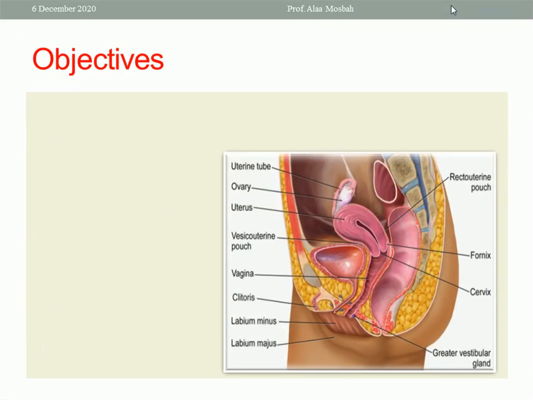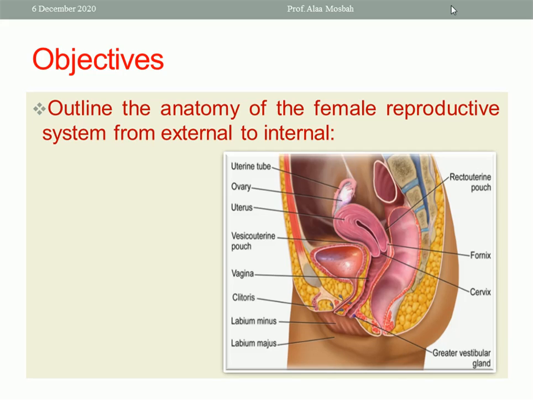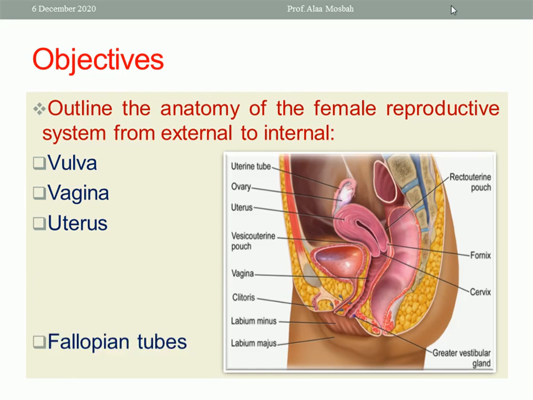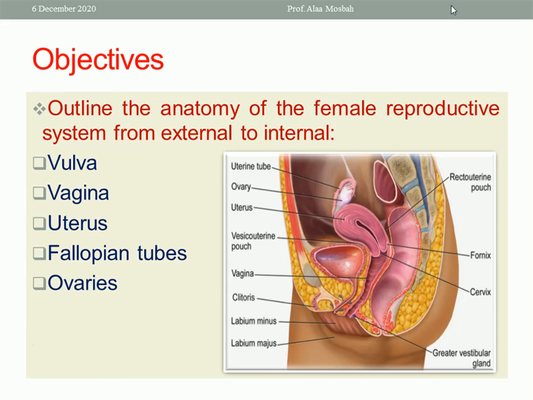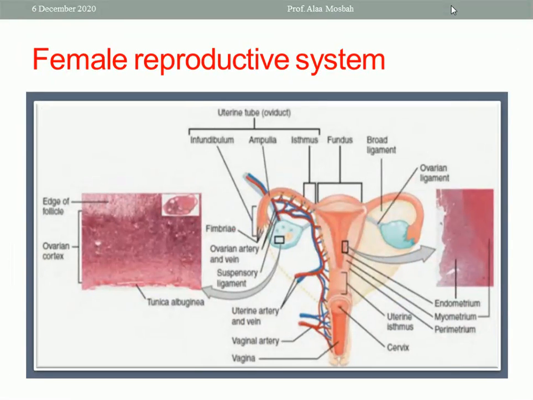So, what we want to know about the anatomy of the reproductive system? We want to outline the anatomy of the female reproductive system from external to internal, including the vulva, vagina, uterus and cervix, fallopian tubes, and the ovaries. Okay, let us start our journey.